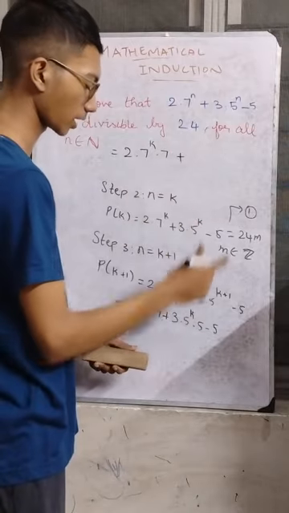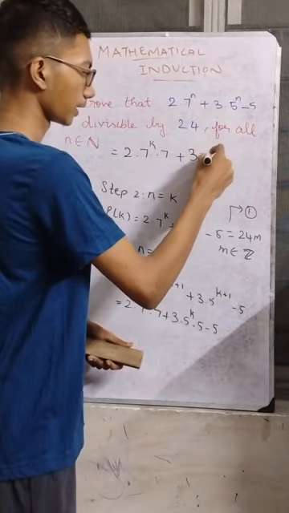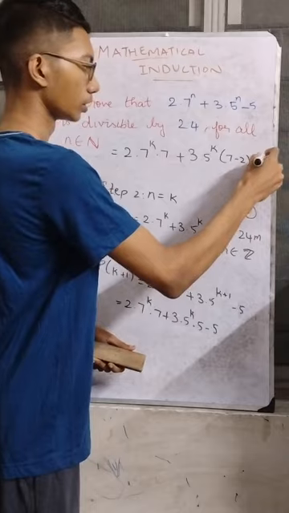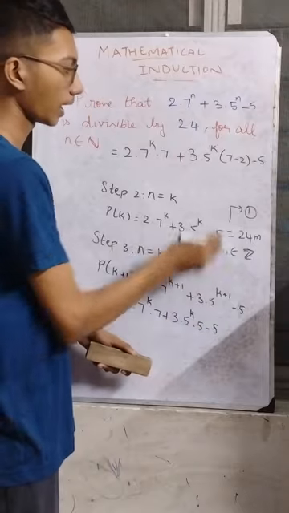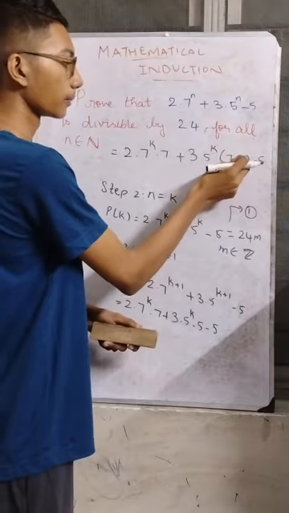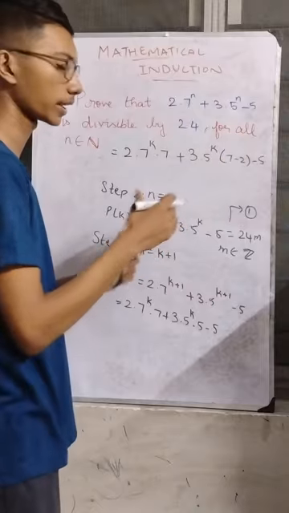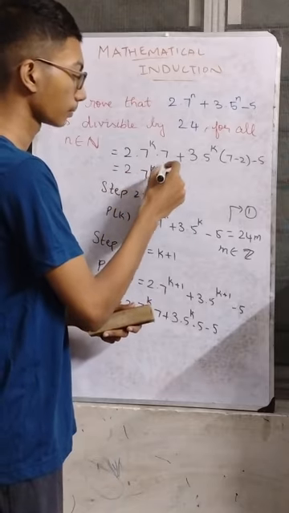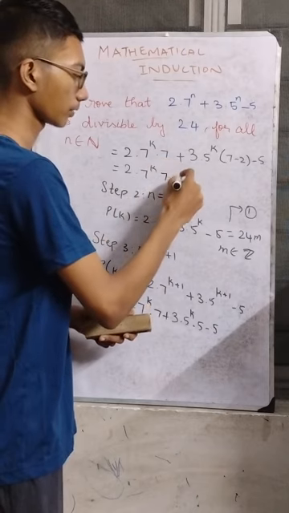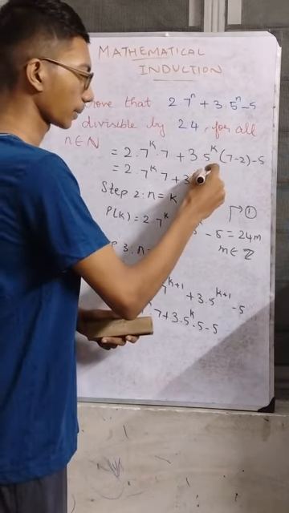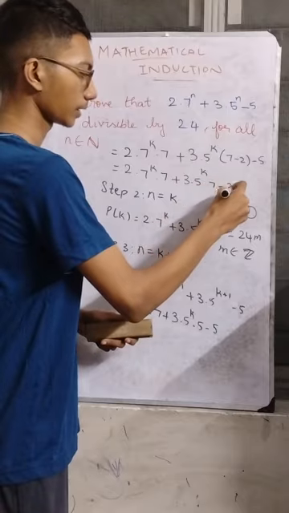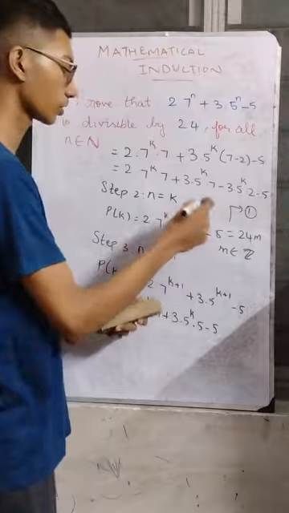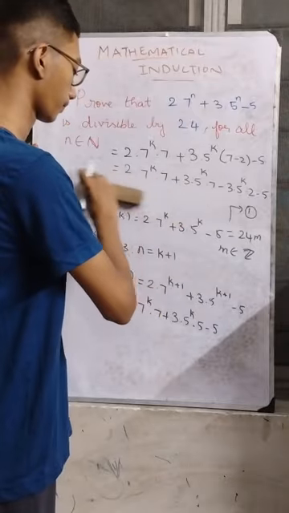Next, this expression we can write as 3 times 5 power k times 7 minus 2. So we are writing this 5 as 7 minus 2. Why? Because 7 is right here, so we can take common terms from both. So we have 2 times 7 power k times 7 plus 3 times 5 power k times 7 minus 3 times 5 power k times 2 minus 5. So this is the expression we have now.